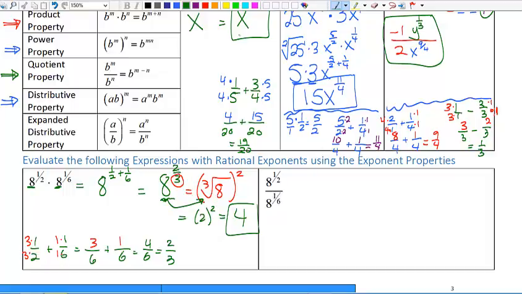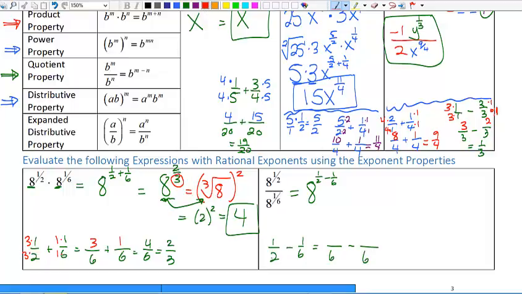The next problem is very similar to it, except it's a division. So instead of adding my two exponents, I'm going to be subtracting by using the quotient property. What happens to the base 8? Yep, that's right, it stays 8. And I'm just going to take the top one minus the bottom one, and that will leave my leftovers in the top. 1/2 truly is bigger than 1/6. So I have 1/2 minus 1/6. My LCD looks like it's 6.